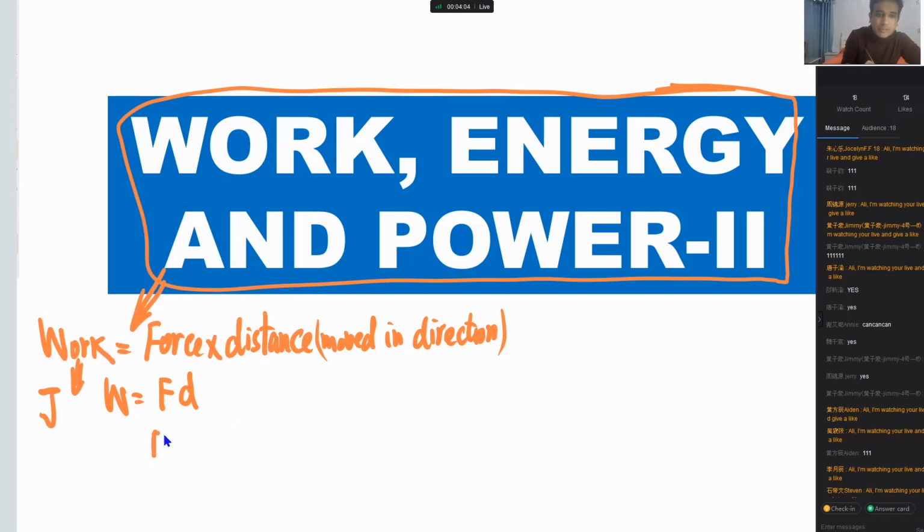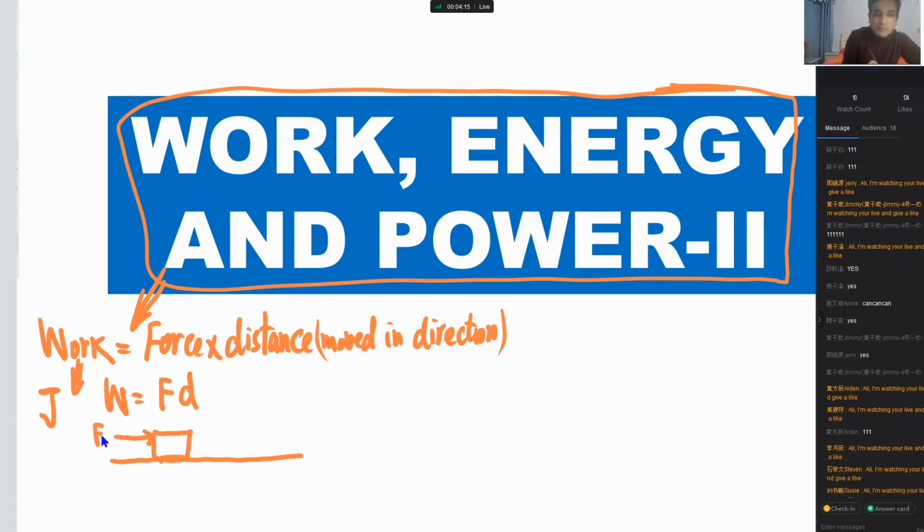So it simply means that imagine that we have this one box and this is placed on the ground. If I apply force F on this block, and this block covers a certain distance, let's say from here to this point here.